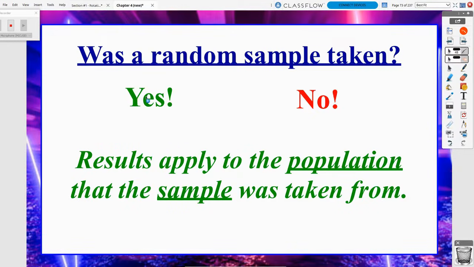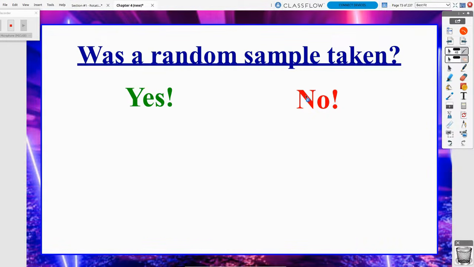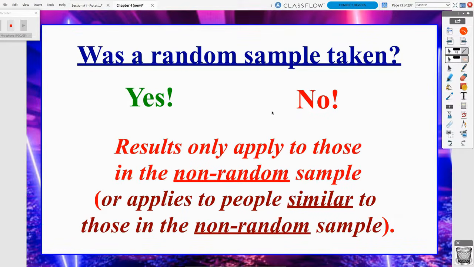So what does that mean if we don't take a random sample? Well, then the results only apply to those students who were in the non-random sample. So if we only had, let's say, 100 junior volunteers, then the results that we find from our experiment only apply to those 100 junior volunteers. Or, this is more for my AP exam people, it will apply to people that are similar to those in the non-random sample.